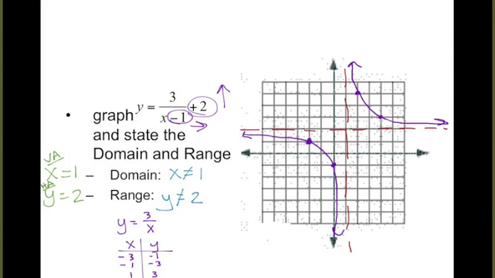So some of your problems just ask you to give your asymptotes and give the domain and range, and you actually don't even need to graph it. You get those values by what causes us to divide by 0, or by thinking about our horizontal and vertical shifts.